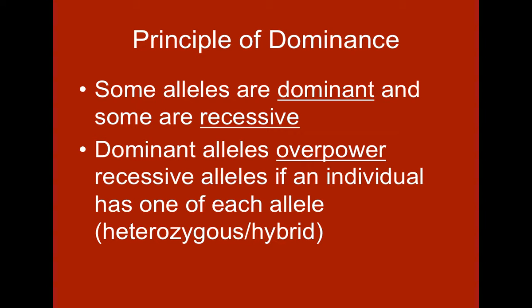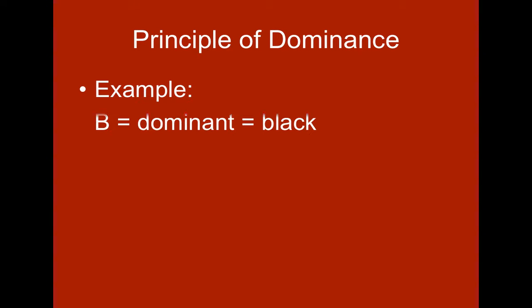So if I have a dominant allele and a recessive allele, I'm not going to see that recessive appear. My phenotype, my physical appearance, is only going to be that of the dominant. So, for example, we're going to say capital B represents the dominant allele, which is black.